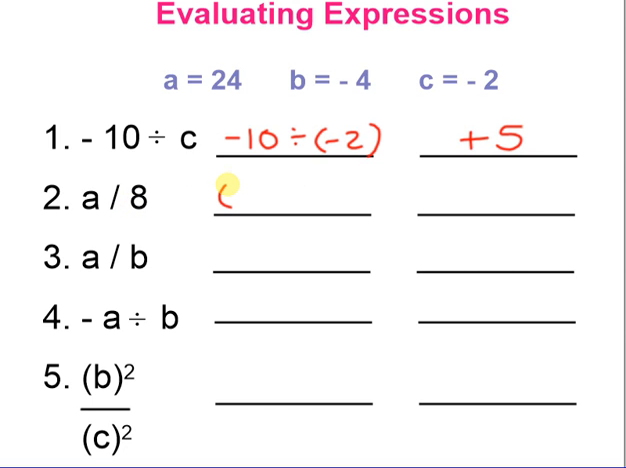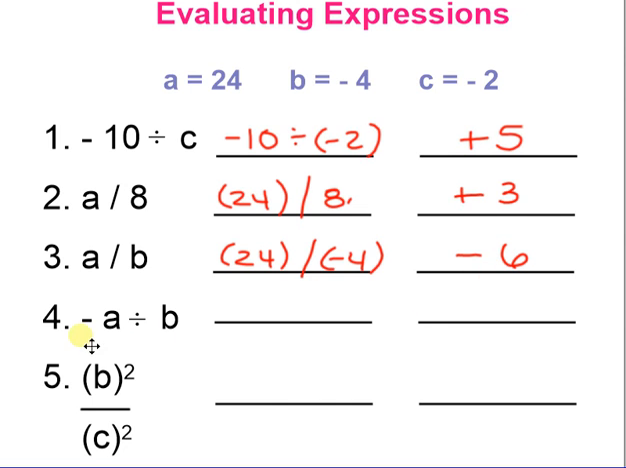Here I have a, which is 24, divided by 8. Positive divided by a positive is a positive. 24 divided by 8 is 3. Here I have a divided by b. So I have 24 divided by negative 4. Positive divided by a negative is a negative. 24 divided by 4 is 6. So my answer is negative 6.